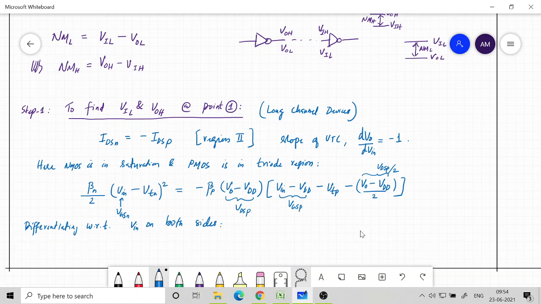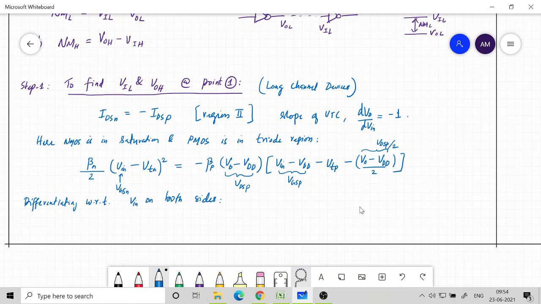So what will I get? So beta n by 2 into 2 into V. There is a V inside, so I apply chain rule. I first differentiate with respect to this function, and then I will get 2 into this, then differentiation of what is inside, which is 1. So that is equal to minus beta p.